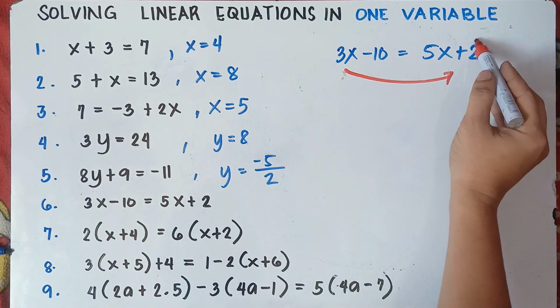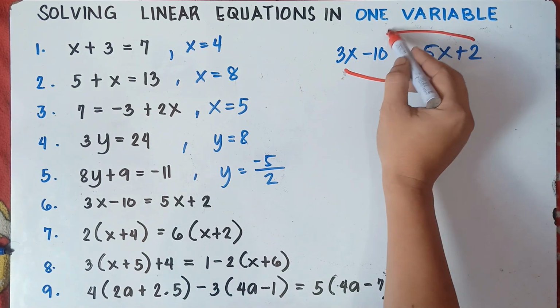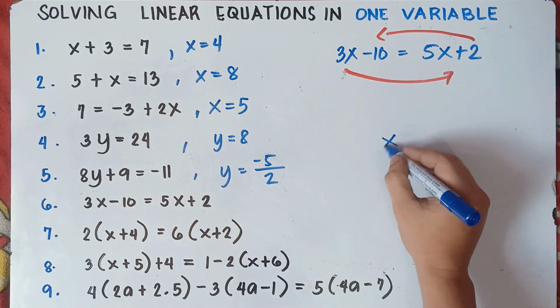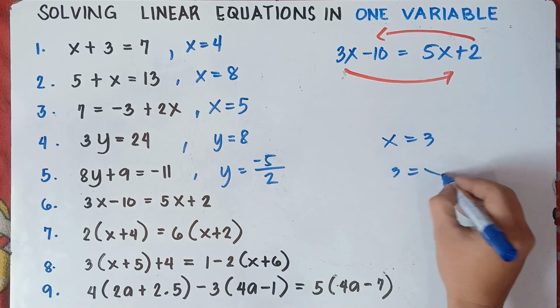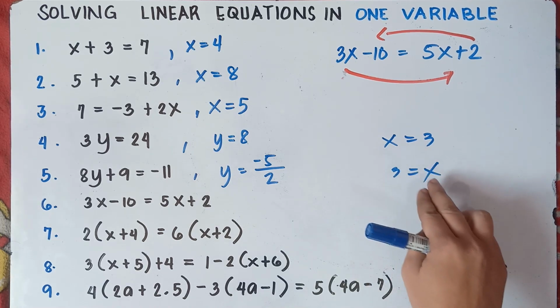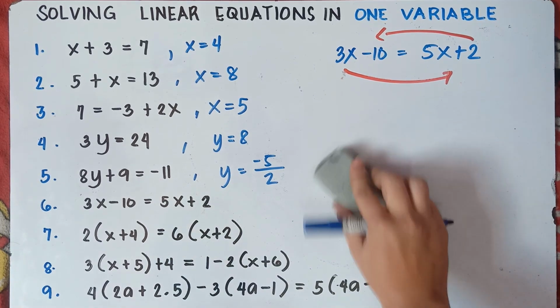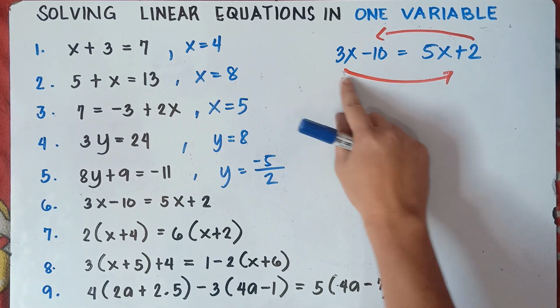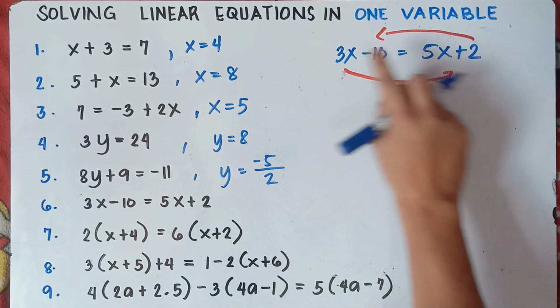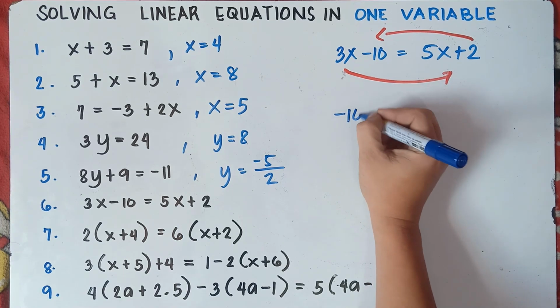And then we transpose this 2 from right to left. Alright, so once again class, always remember this one, the thing that I said: x equals 3 is the same as 3 equals x. So it doesn't matter if your x is on the left or on the right. In my case, I will just put this 3 from left to right. So this will be 2 from right to left. This is negative 10. Copy negative 10.